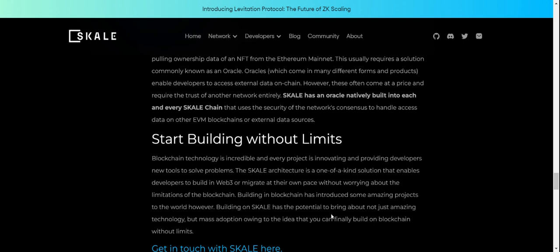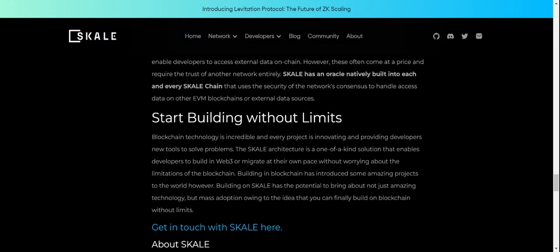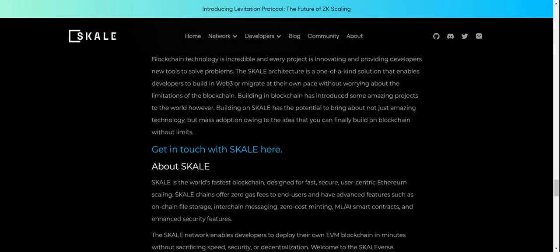If you wan build for blockchain, as people dey build on blockchain, e don make us see different amazing projects wey dem don introduce. Building for scale network e get potential to bring not just amazing technology but mass adoption wey dey hold to the ideas wey you fit finally build on blockchain without limit.